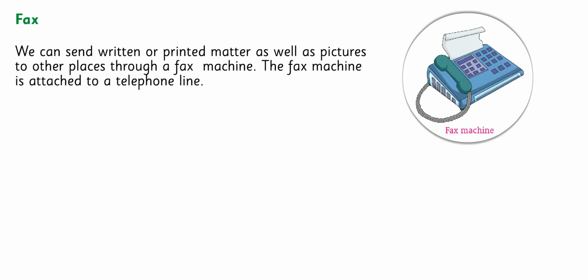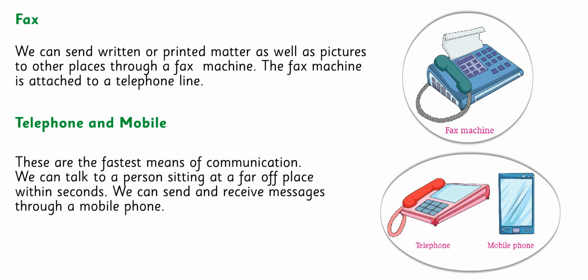Fax. We can send written or printed matter as well as pictures to other places through a fax machine. The fax machine is attached to a telephone line. Telephone and mobile. These are the fastest means of communication. We can talk to a person sitting at a far-off place within seconds. We can send and receive messages through a mobile phone.